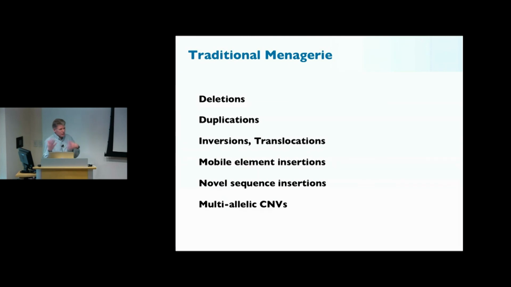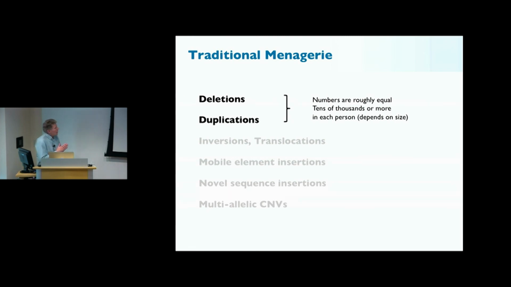And when we think about structural variation, traditionally what we do is break it up into this menagerie of different kinds of events. So for example, we think about just deletions and duplications, right? Are people losing DNA, usually relative to the reference, or are they gaining DNA? And if you think of the reference as kind of a population norm, then maybe this has some genetic significance too. In general, we see that deletions and duplications, if you set aside mobile elements, are generally roughly equal. There are tens of thousands of them or more in each person.